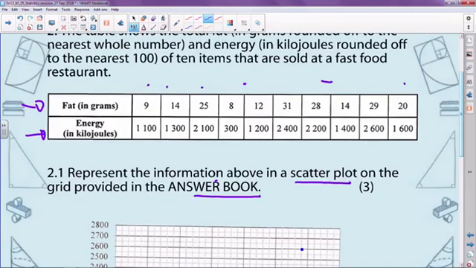So this is given to you in your final exam. You are given the grid paper, and remember, with a scatter plot you're literally taking each point and plotting the coordinate. The fat in grams will be your independent variable, and the energy will depend on the amount of fat, so that will be your dependent variable.